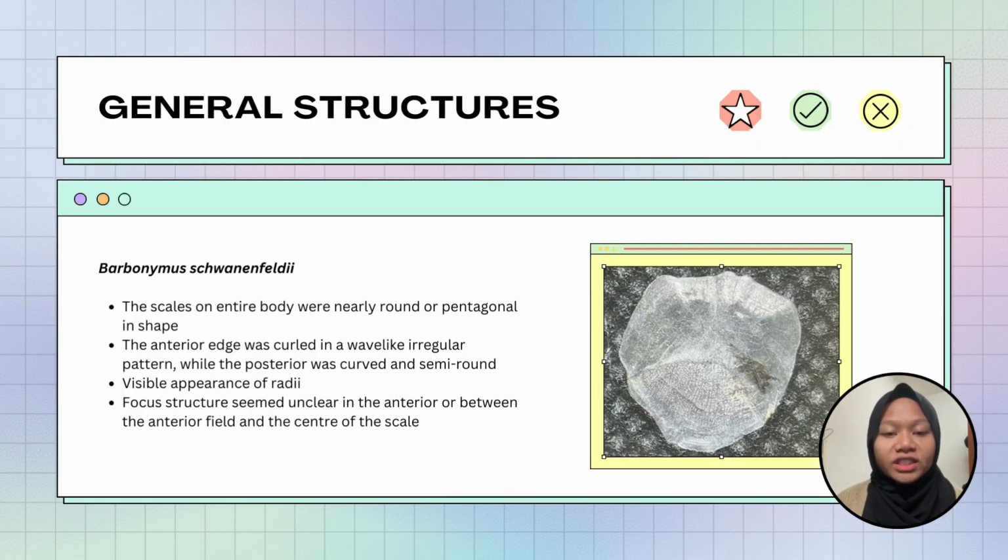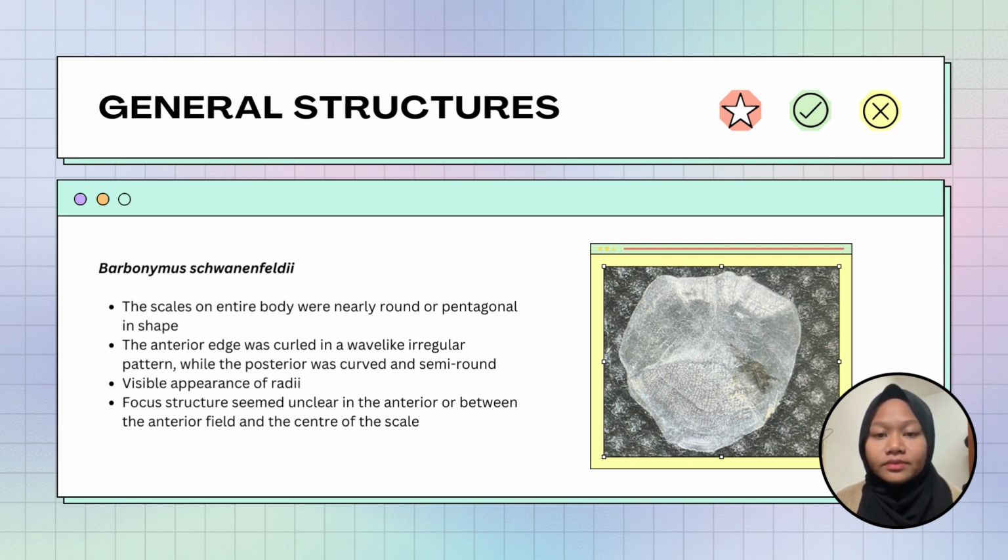Based on the general structure of Barbonymus schwanenfeldii, the scales on the entire body were nearly round or pentagonal in shape. The anterior edge was curled in a wave-like irregular pattern, while the posterior was curved and semi-round. Visible appearance of radii. Focus structures seem unclear in the anterior or between the anterior field and the center of the scale.